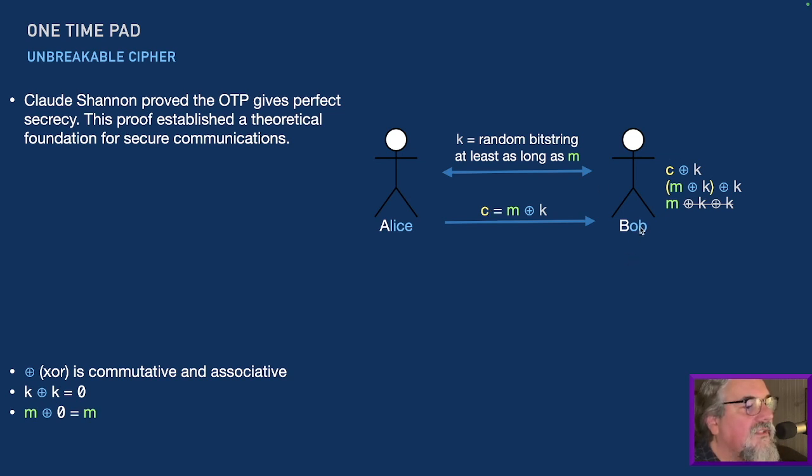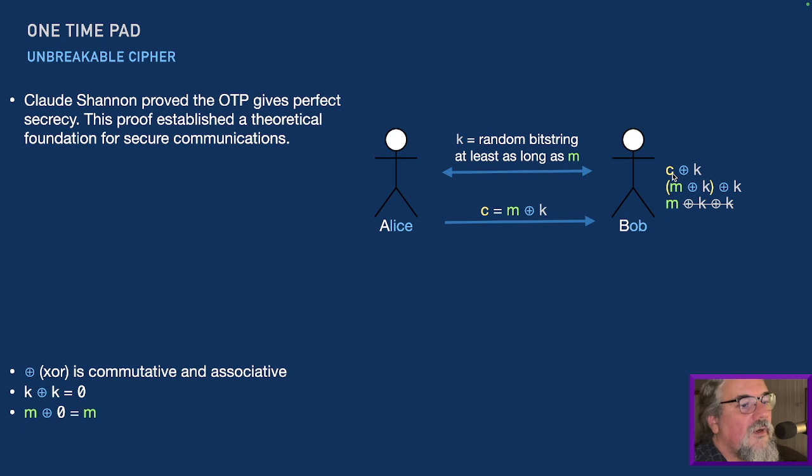So Bob, what does he receive? He receives C. And what can Bob do? Well, if Bob also knows the key K, so again, we have this problem. Alice has generated a random bit string K, but Bob must know it to decrypt it. So how does Bob get this random bit string K? Yeah, they have to exchange it beforehand in some way.